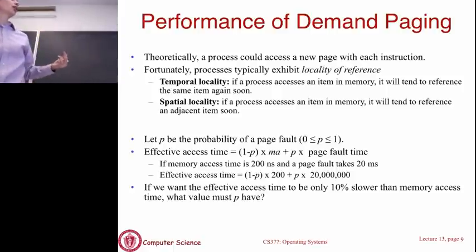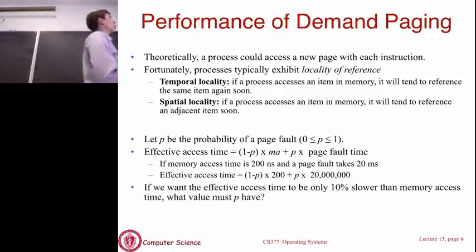So the effective access time now is going to be, whenever you get a page fault, the page fault time, which is going to disk. And whenever you don't get a page fault, which will be 1 minus p of the time, it's just going to be the price of a memory access.